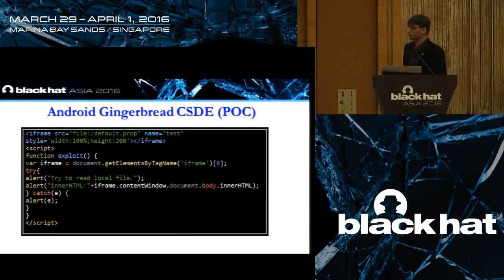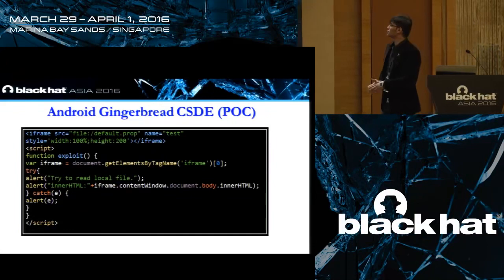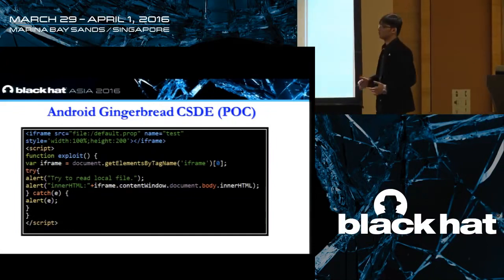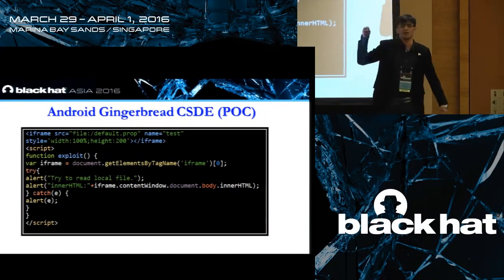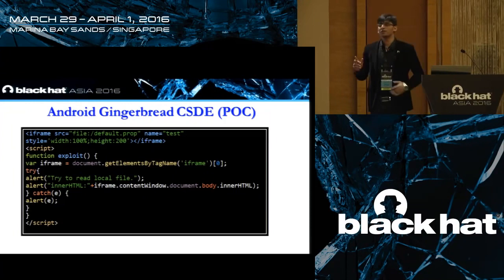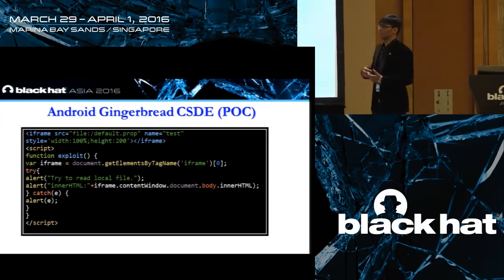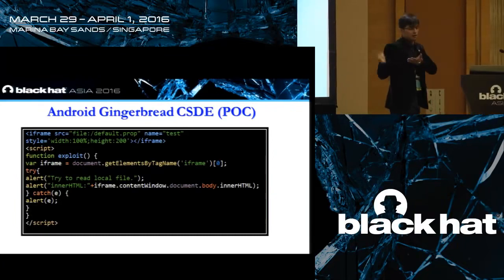This is a POC for Gingerbread. What this code is basically doing is loading default.prop into an iframe, and then it's trying to read the inner HTML property. It is trying to read what is within the iframe. So in case of Android Gingerbread, it was basically possible for us to read local files. It was possible for a local file to read another local file.